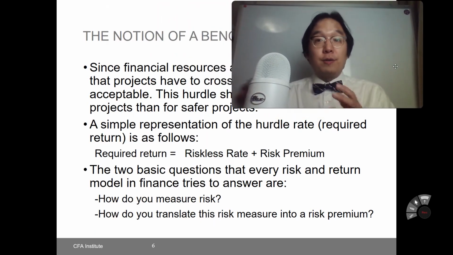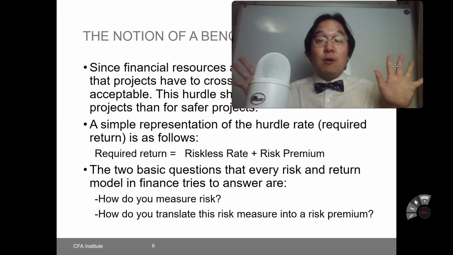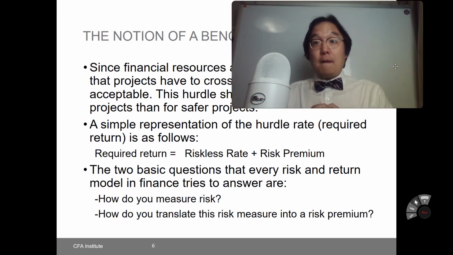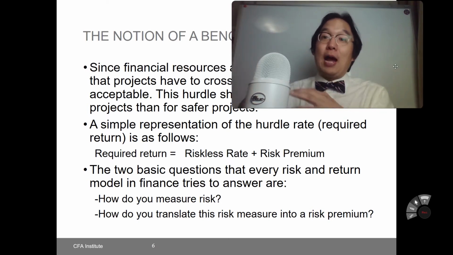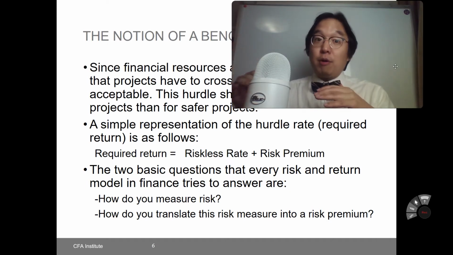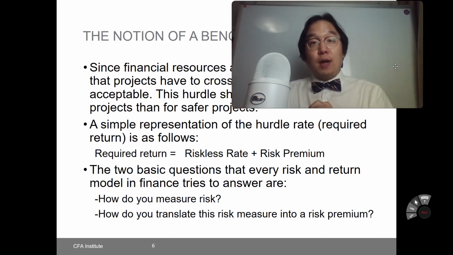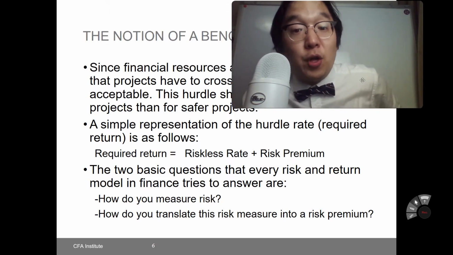The hurdle, okay, if it's going to be very dangerous and uncertain projects, I'll be more spooked to spend any of my money, any of my dollars, right? So the risk premium that I want to require from this investment should be higher. High risk, high required rate of return. Low risk, low required rate of return. That's the idea. A simple representation of the hurdle rate is as shown below. Required return equals riskless rate plus risk premium that I showed you two slides ago.